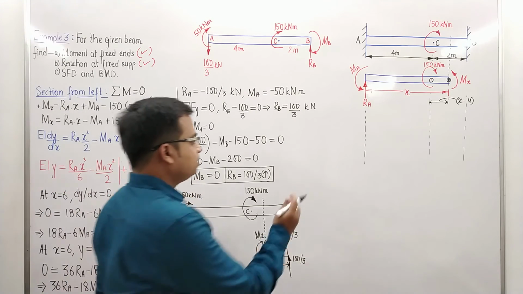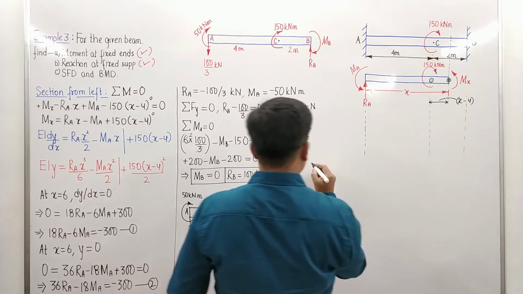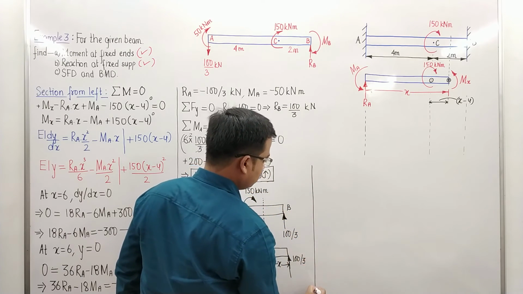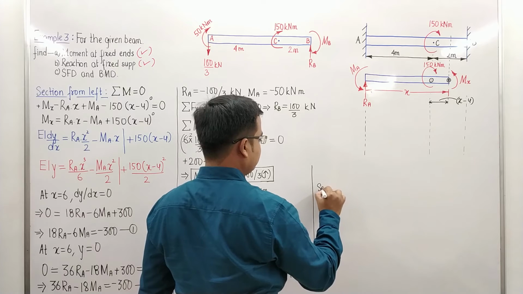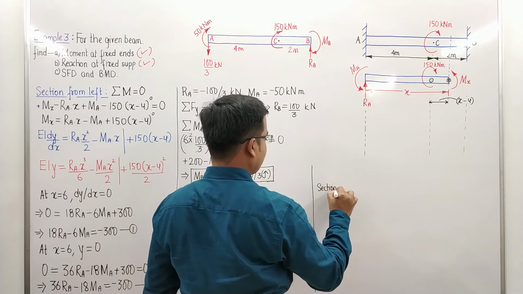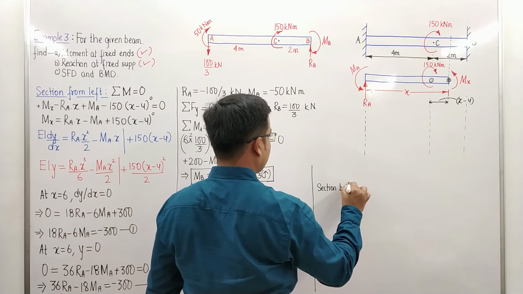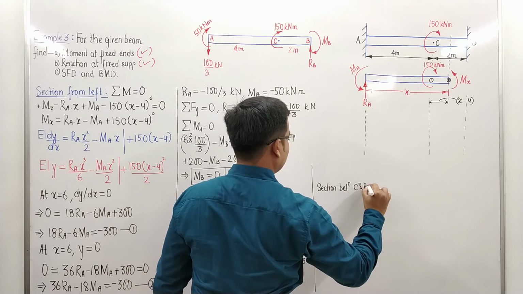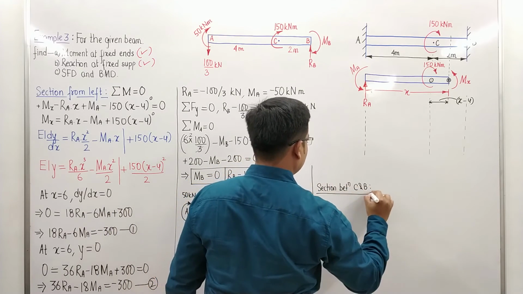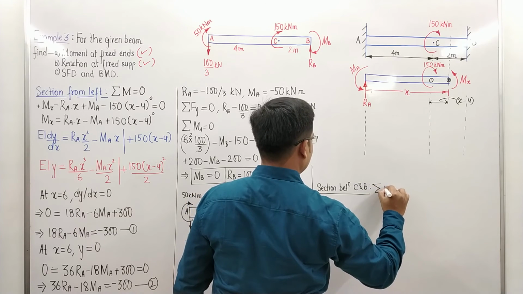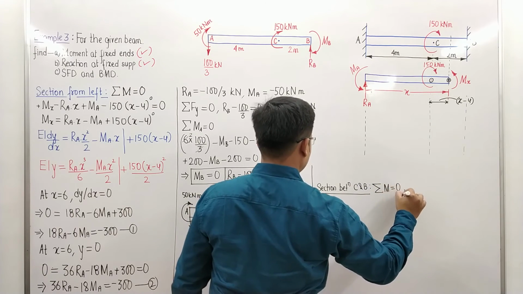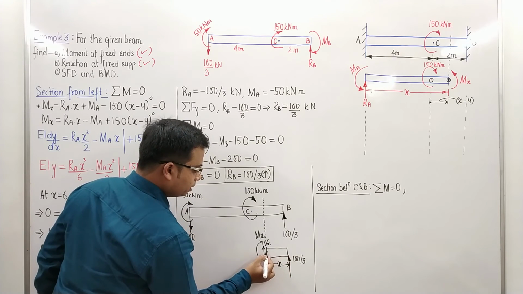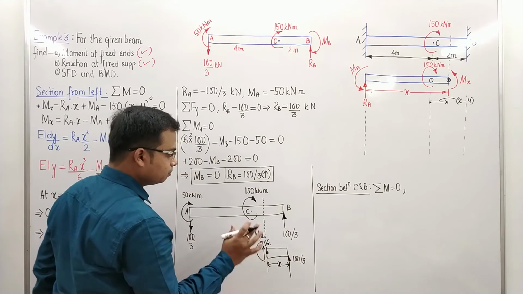So what we've considered right now is that we've taken the section. Let me write it over here. Section between C and B. When you do that, the first thing we need to do is summation of moments is equal to 0. So let's take the moment about this point. This is the section.